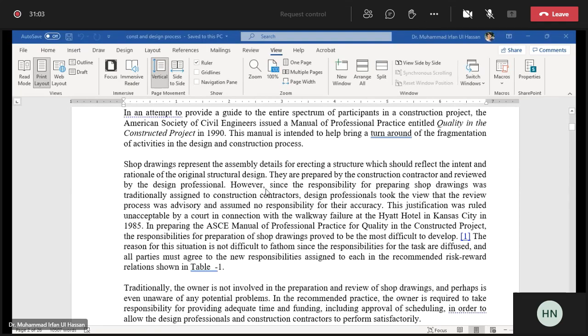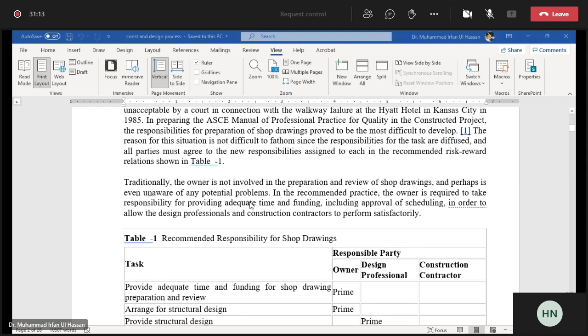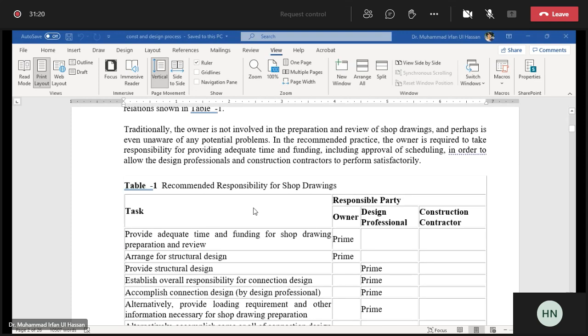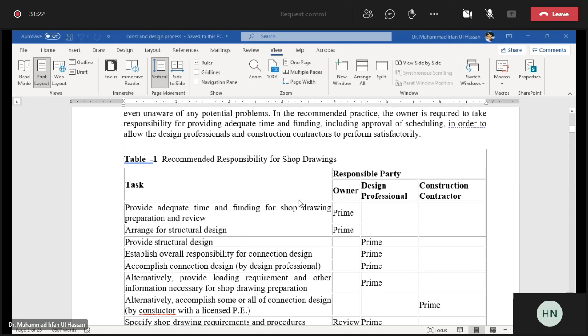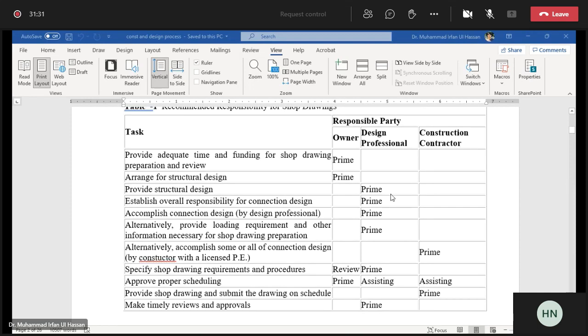this was explained, how different projects in the USA were carried out, and an ASC manual was also prepared. The owner is not involved, but mainly the architect and the other parties are involved. Here the responsibility of preparing the different drawings is fixed: owner, design professional, construction contractor.